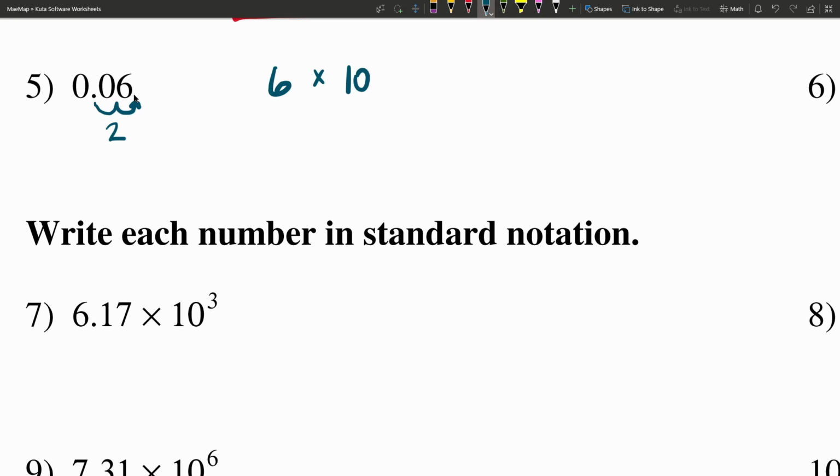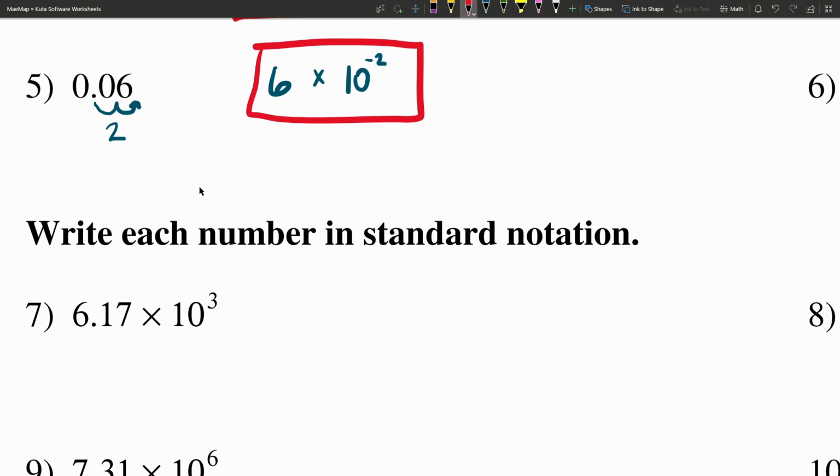And because we moved it twice to the right, we actually increased this value, which means that in order to go back to that original value of 0.06, we would need to decrease our whole number value of 6. So we have 6 times 10 to the -2. That's our solution for number 5.